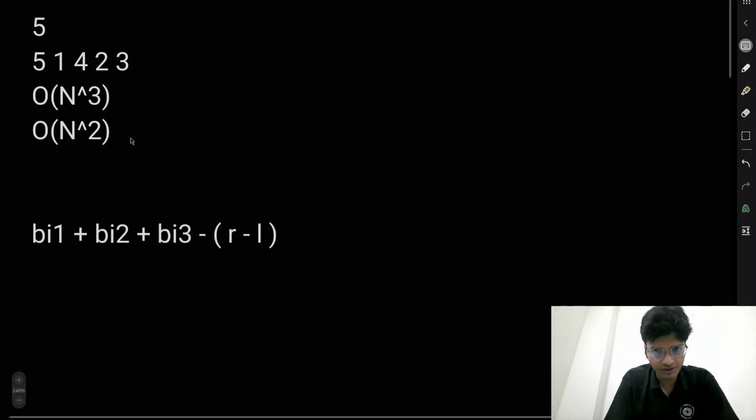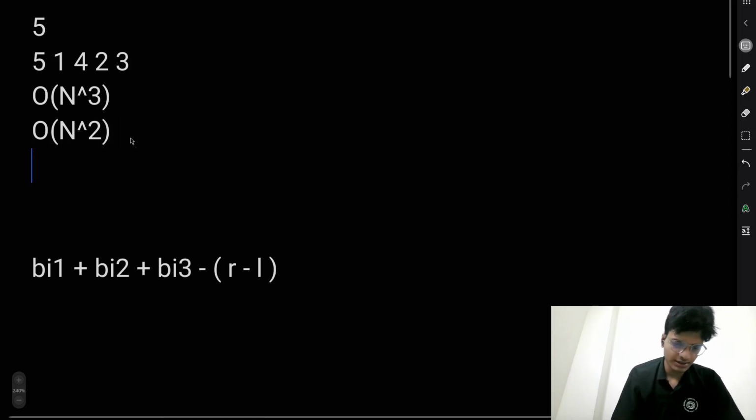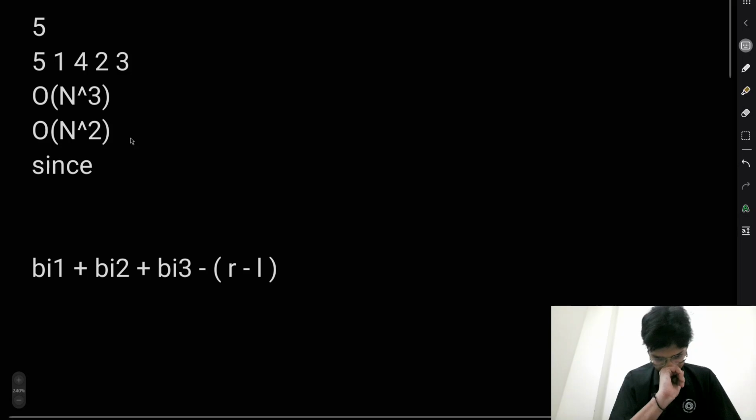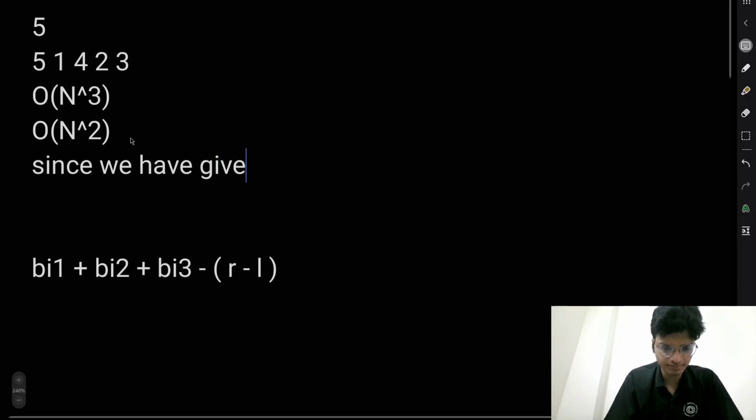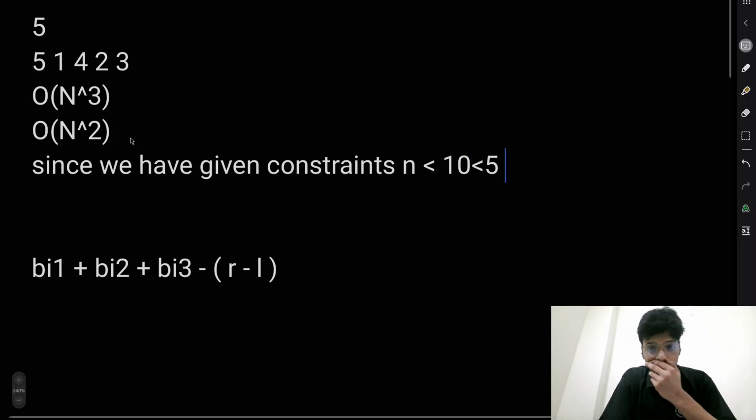But order of n cubed and order of n squared will not work for this question, as they will give us TLE, since we have been given constraints that n is less than or equal to 10 to the power 5. If we do order of n cubed, that will go around 10 to the power 15, and order of n squared will go around 10 to the power 10. So we can't go with it, it will give us TLE.